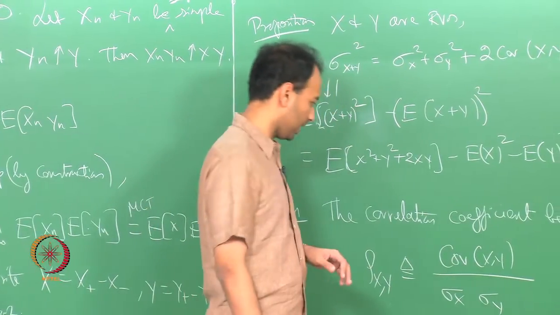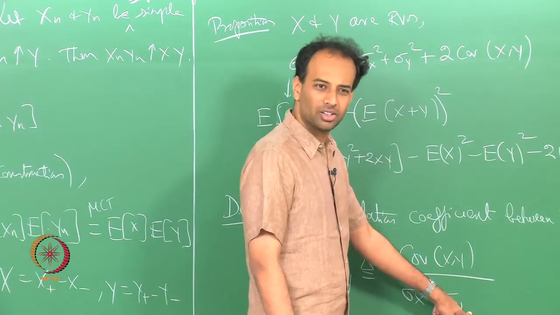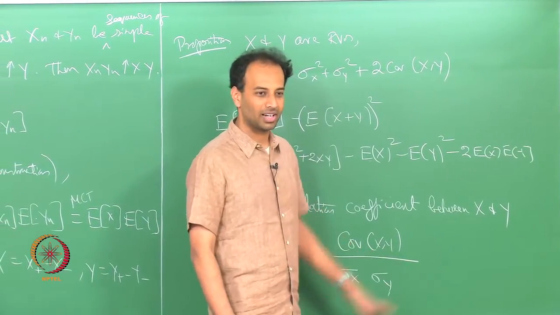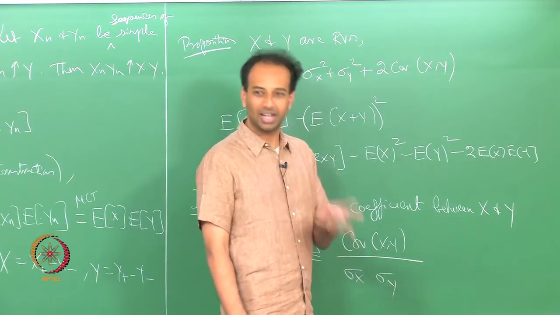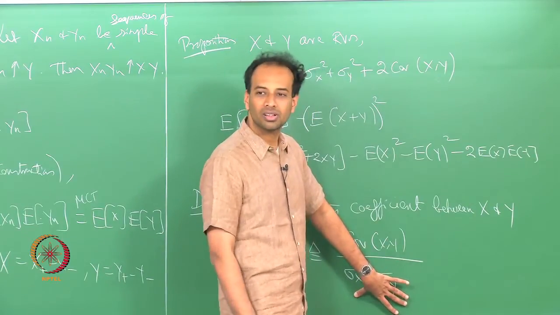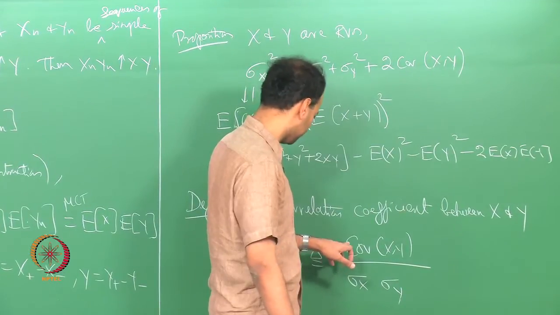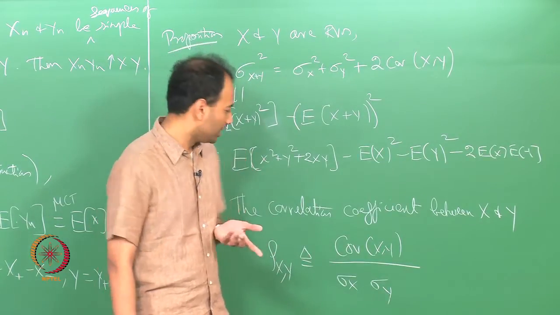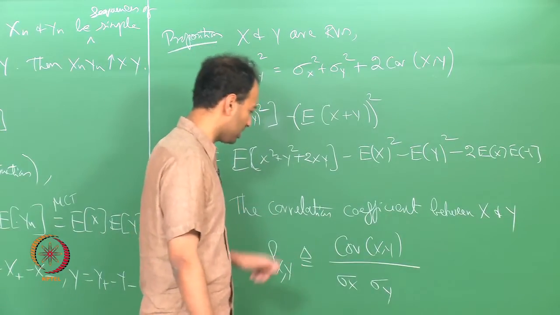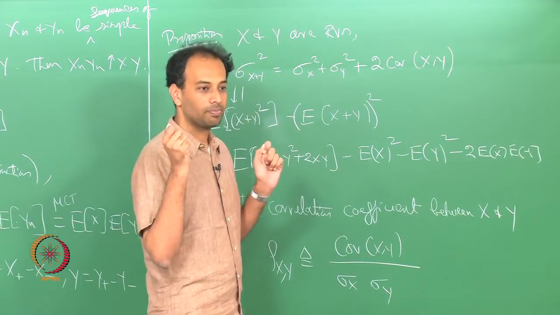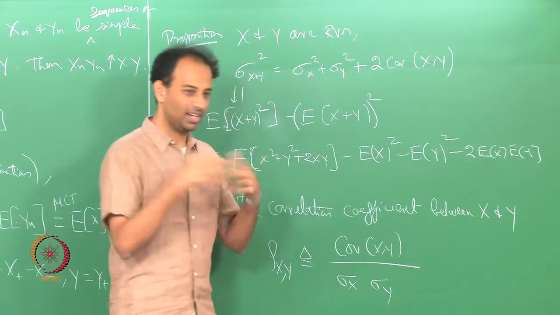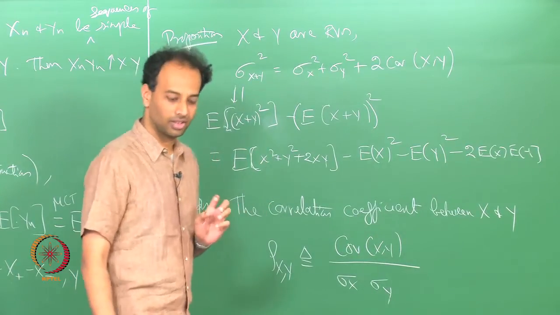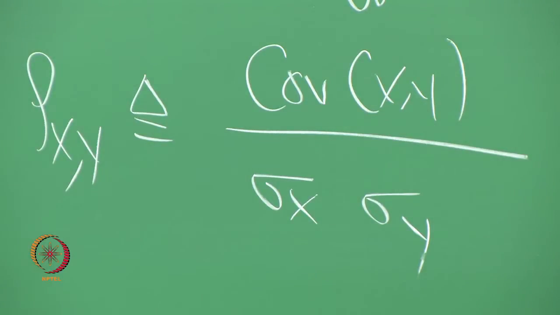The most important thing about this rho xy, again rho xy can be positive or negative. The denominator is always positive, of course assuming it is not 0. This is not defined when the standard deviation is 0, but if the standard deviation is 0, then the random variables are themselves constant. So except in that case this is well defined and positive. Covariance could be positive or negative, so rho xy could also be positive or negative, and it can in fact be 0 also. The important result about this correlation coefficient is that it is a number that lies between minus 1 and 1 always. So it is a nice way to represent the correlation between x and y, because it is scale free.